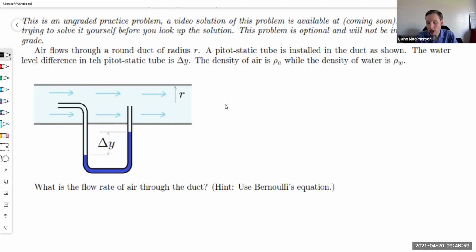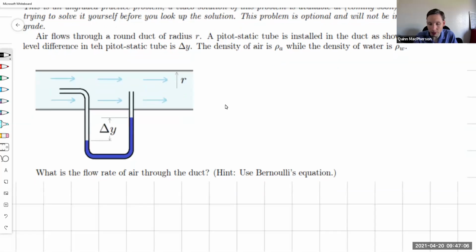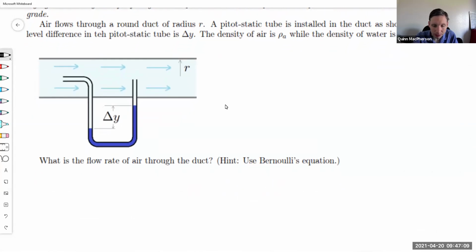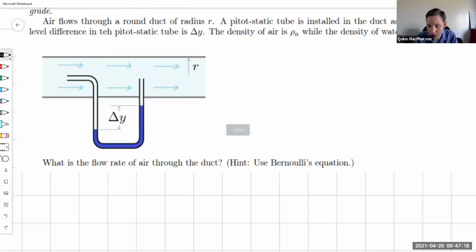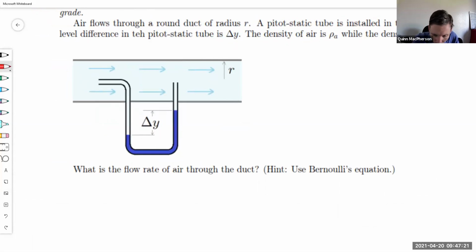Okay, so we'll start with using Bernoulli's equation. Basically, we're going to compare two points: point 1 and point 2. Point 1 is inside the duct. It's got a velocity. The air is moving along with some velocity.